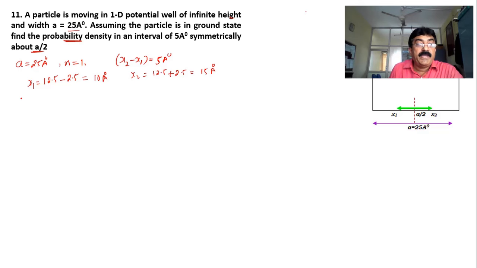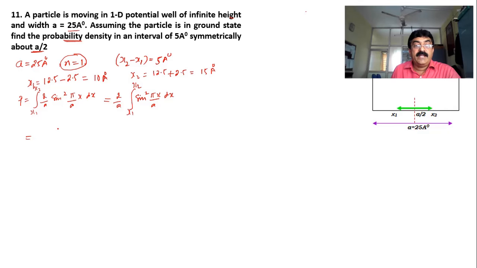Now P is equal to integral of 2 by a sine square pi by a x into dx. One step I am skipping here. You know which one? I should write root of 2 by a sine n pi by a x into dx whole square. Anyway, it is decided that n is 1 for the ground state. So I have taken n is equal to 1 and I have squared it. That's why this step. It is 2 by a integral of sine square pi x by a dx, between x1 and x2.